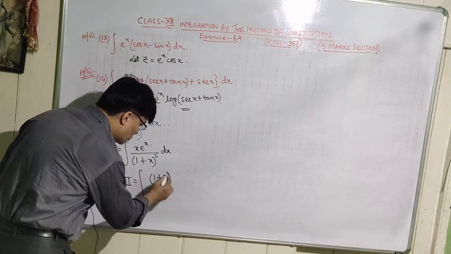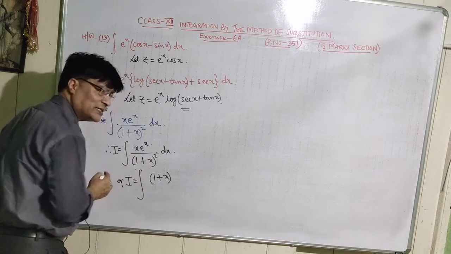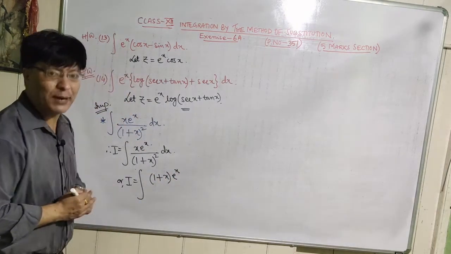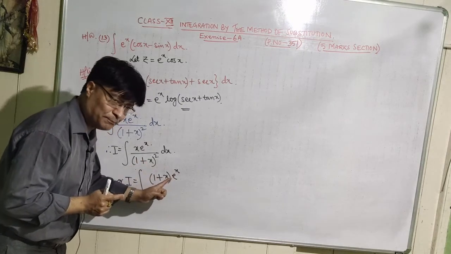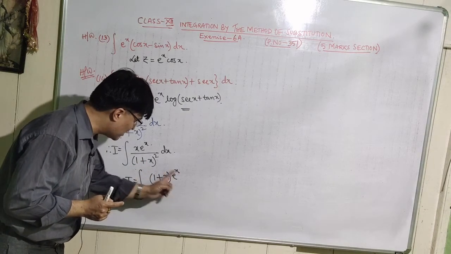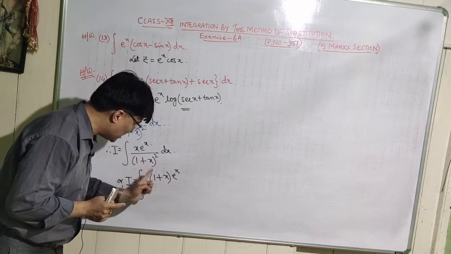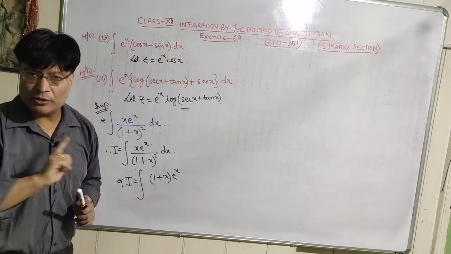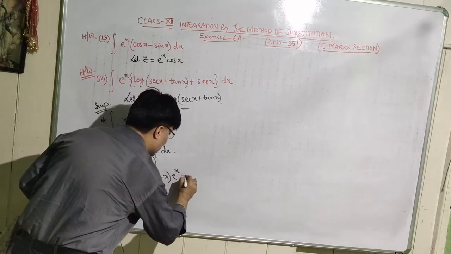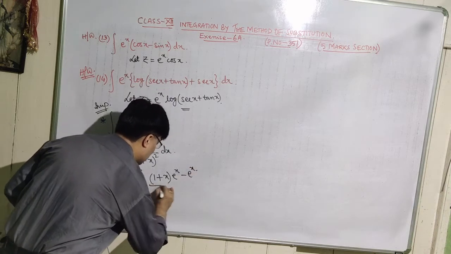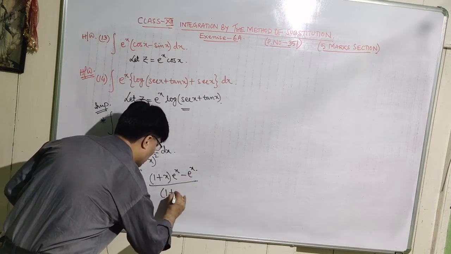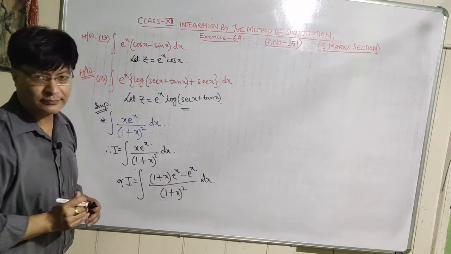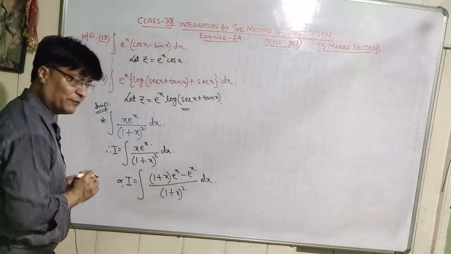So by which expression will you multiply 1 plus x to get x e to the power x? You should multiply it by e to the power x. But if you multiply them, we are getting x e to the power x. This is correct. But again we are getting plus e to the power x. But is there e to the power x? No, you have to cancel it. So you have to write here minus e to the power x, whole divided by 1 plus x whole square dx. So I think you have understood this simplification.